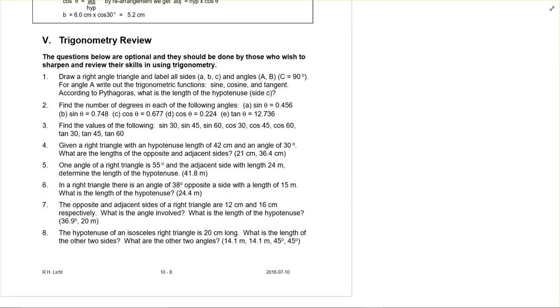I said this is optional. If you think your skills are great, then that's awesome. If you think your skills are kind of wanting, I would definitely do this, because this isn't going to be the last time we're doing trigonometry. It's going to come up over and over and over again. So get good at this trig identity stuff.